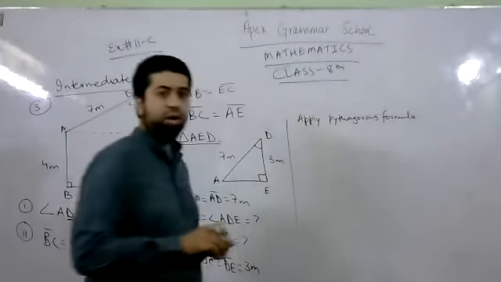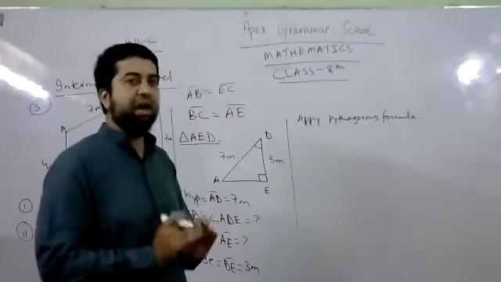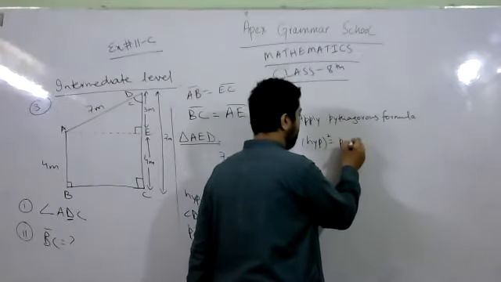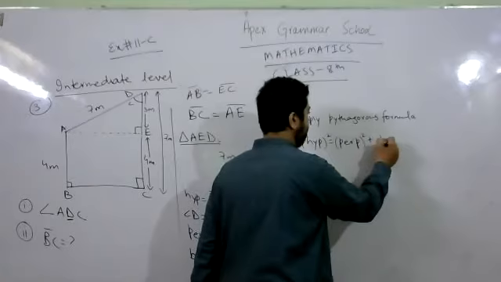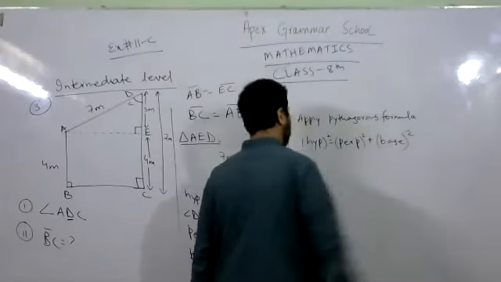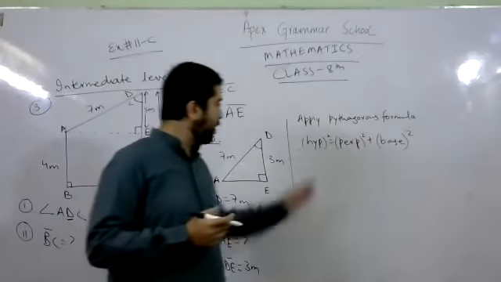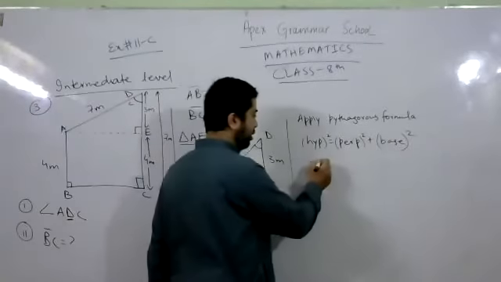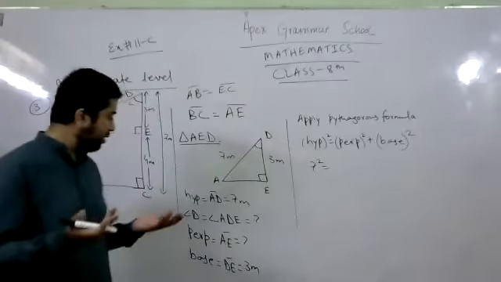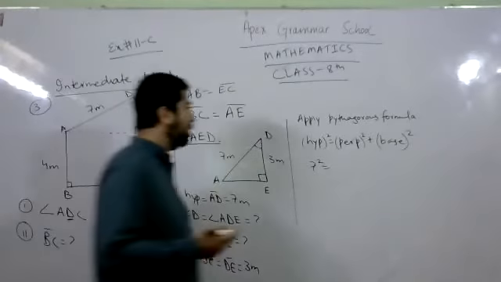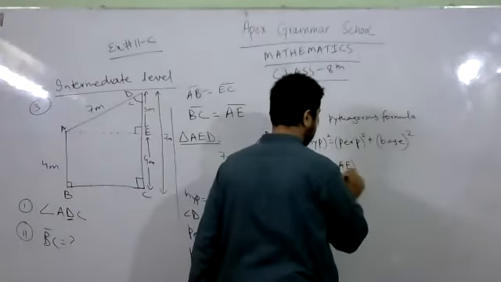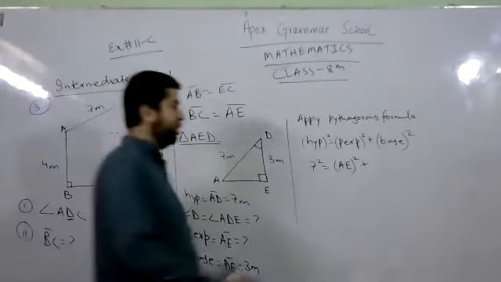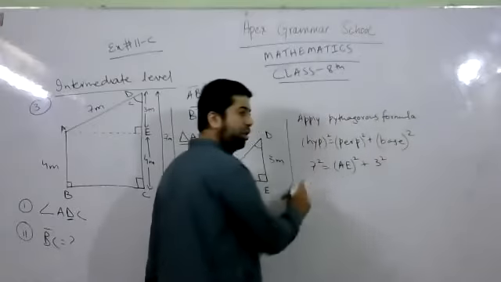So what is the Pythagoras formula? You already have knowledge about the right angle triangle: hypotenuse square is equal to perpendicular square plus base square. Okay, so we have the hypotenuse value, that is 7 meters. 7 square is equal to perpendicular. We don't have the perpendicular side, that is only AE. So say this is AE square. The value of the base here is 3 meters. So 3 square.